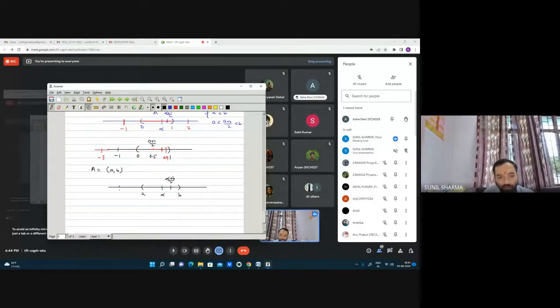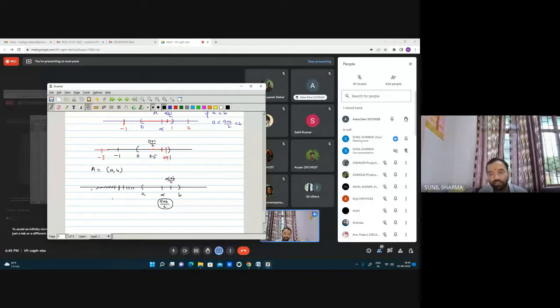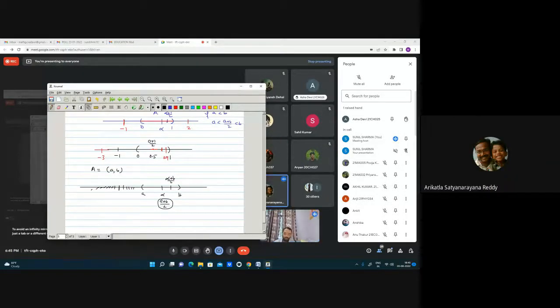But if alpha lies to the left of all the elements of the set, then we can take the arithmetic mean of A and B, A plus B by 2. And this works for each and every element which lies to the left of small a, including A. Is it clear? Yes. Okay. You see that in both the cases we took the midpoint only, A plus B by 2 or alpha plus B by 2. That is nice, right? Yes, yes.